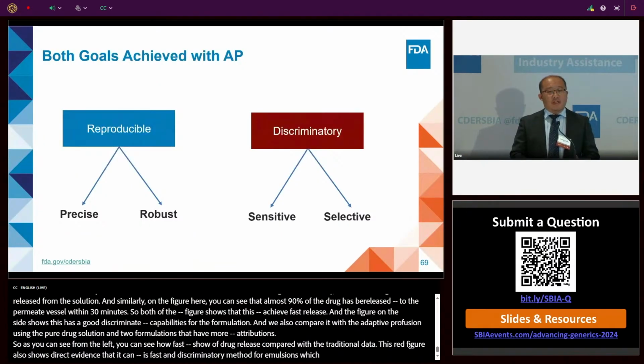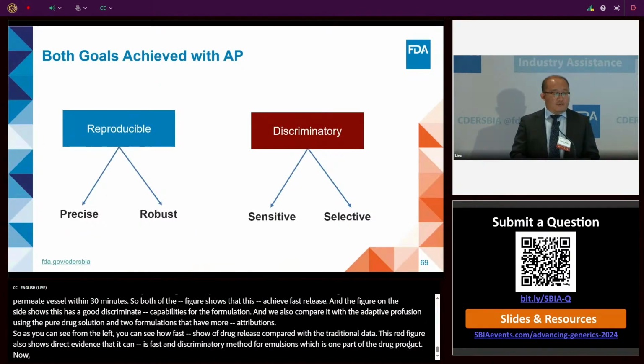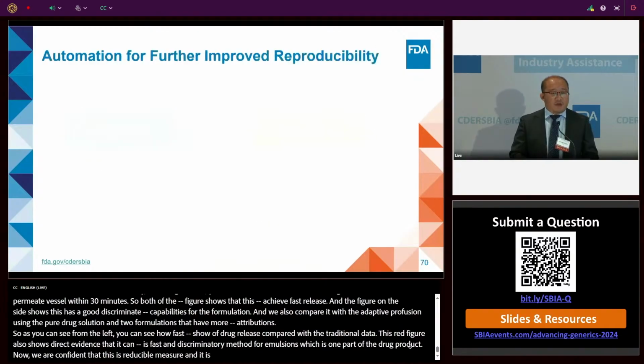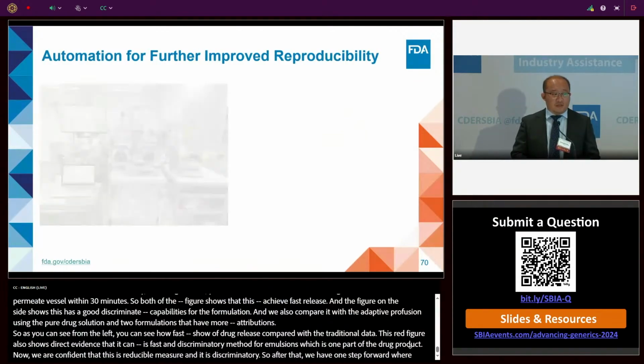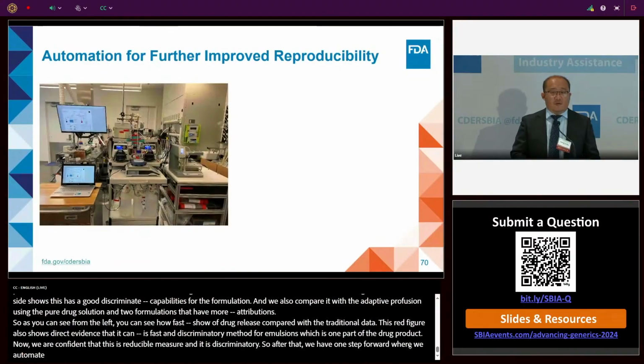So now we are kind of confident that adaptive perfusion is an IVRT method that's reproducible and discriminatory. So after that, we took one step forward, where we implement the automation function to the adaptive perfusion method. So the figure on the left is our automated adaptive perfusion system.